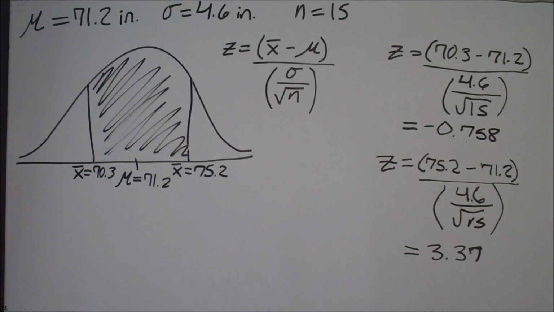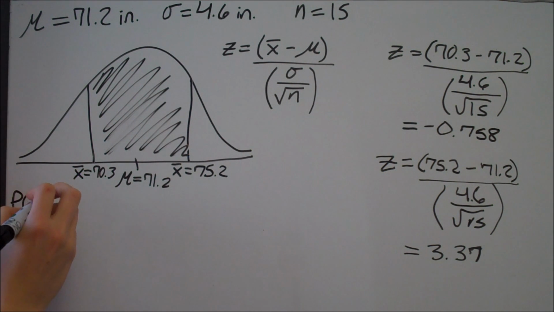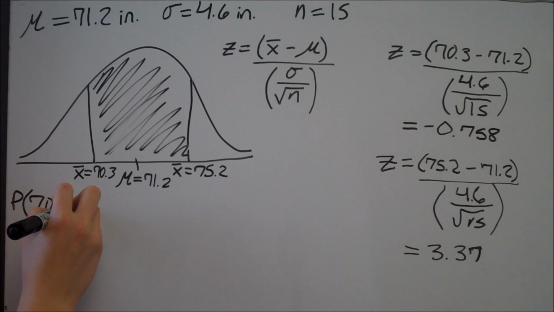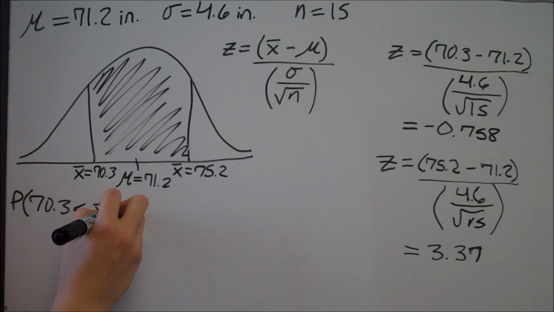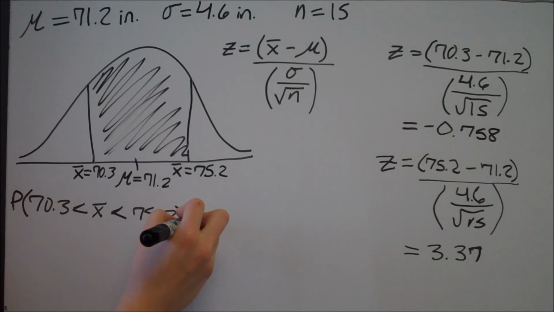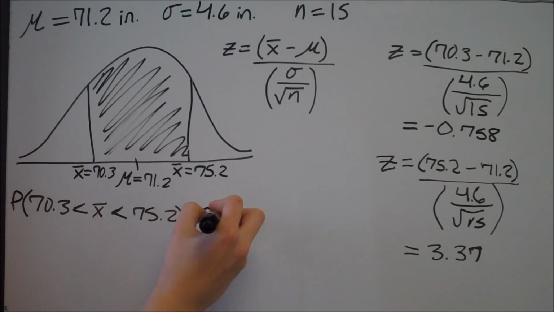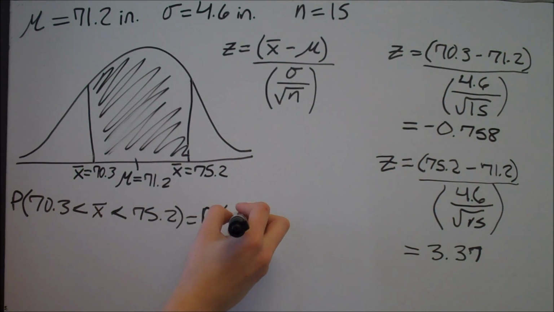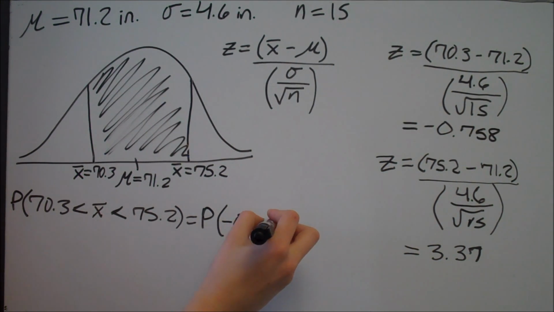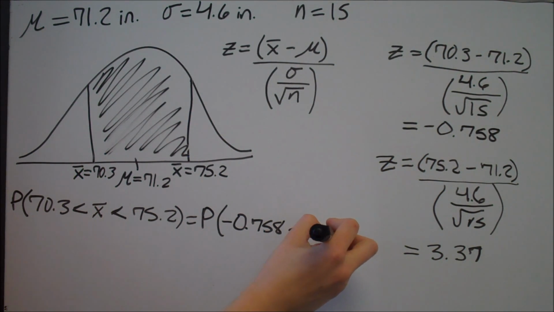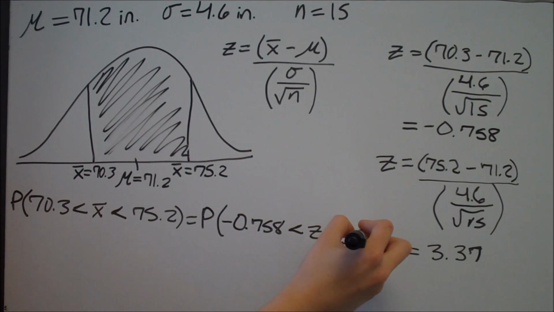So now we're going to go ahead and write our probability statement. So the probability that x bar is greater than 70.3 and less than 75.2 is equal to the probability that our z is greater than negative 0.758 and less than 3.37.